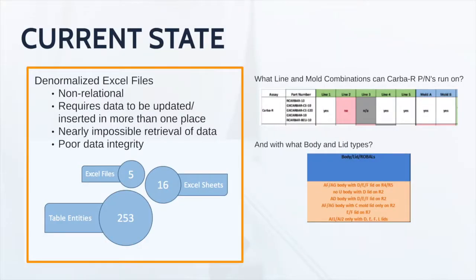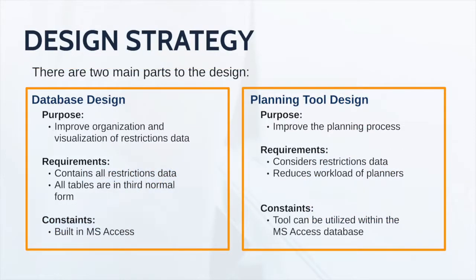Moving into the design strategy, we first identified the current state as consisting of multiple denormalized Excel files. These files must be manually updated, and it is not possible to quickly retrieve the necessary restrictions data. For example, when looking at mold and line restrictions for the Carba R product, it is difficult to extract the exact combinations that are qualified to run. Similarly, certain single cells contain multiple statements regarding what lid, body, and line are acceptable.